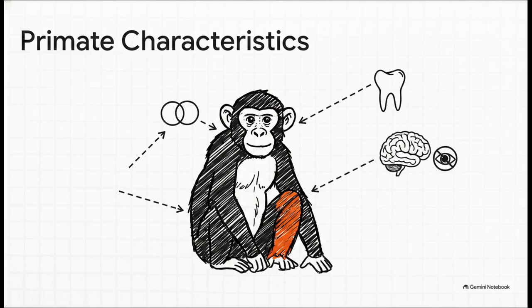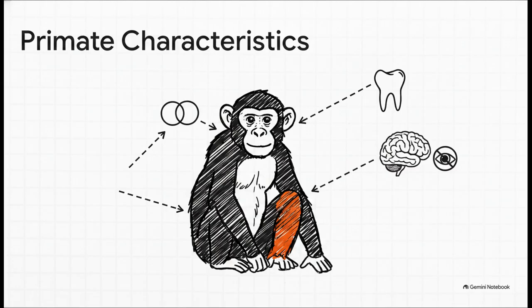Alongside those grasping hands, primates share a whole suite of core characteristics. They evolved flattened faces to help with binocular vision, and unspecialized teeth, which lets them eat a pretty wide variety of foods. They also rely heavily on their hind limbs for getting around.